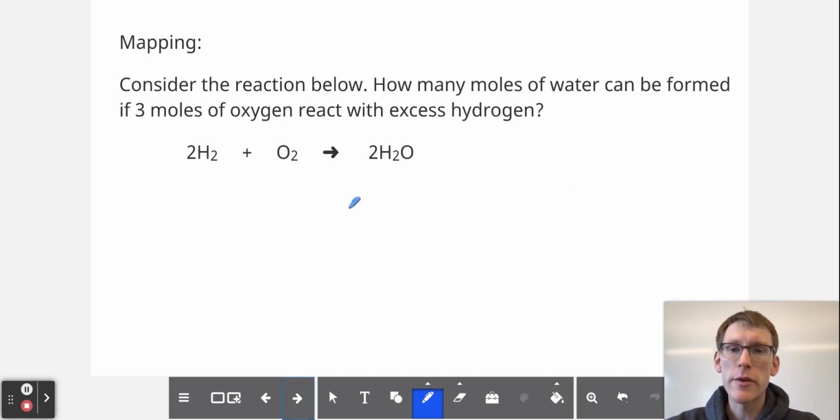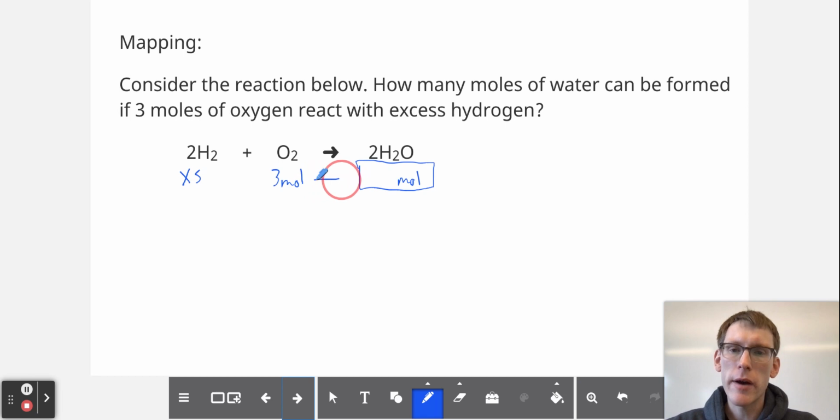So let's say that we have this chemical equation and we're told that we have 3 moles of oxygen reacting with excess hydrogen, and we're asked for how many moles of water can be formed when this happens. What I'll do is I'll put the 3 moles of O2 right here directly below the O2. And for the hydrogen, I'll just say that there's excess. This just means that there's more than enough hydrogen to react with the oxygen that's available. And we're trying to find the amount of water, the moles of water. So below the H2O, I'm going to put a box and I'm going to say moles here in the box. That's what I'm trying to find.